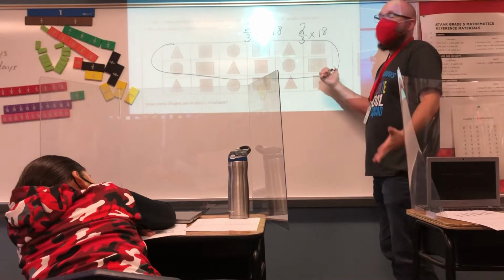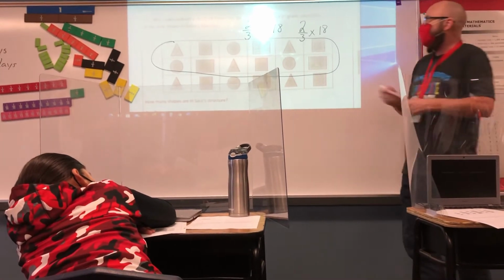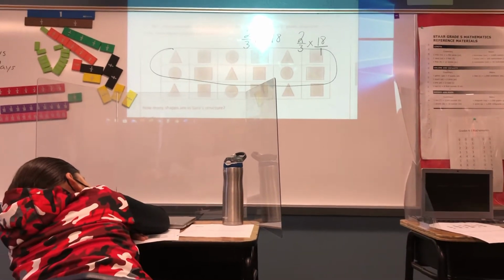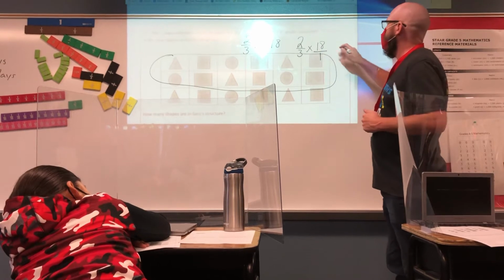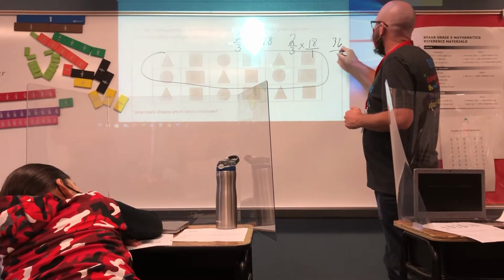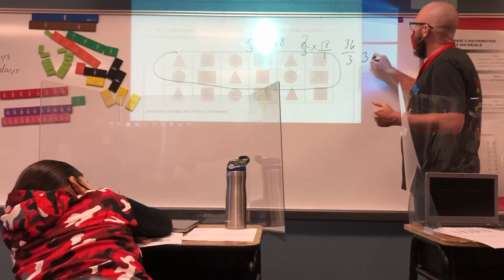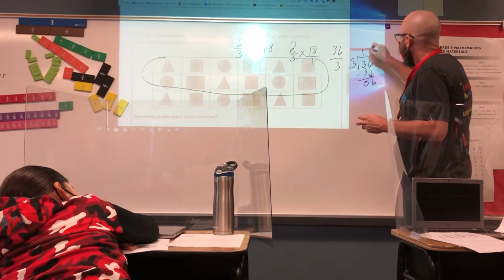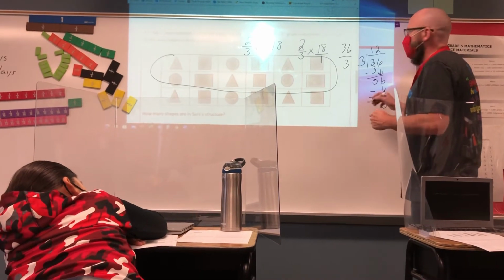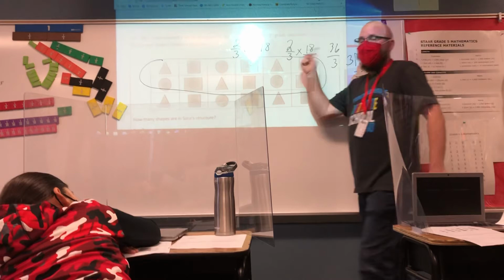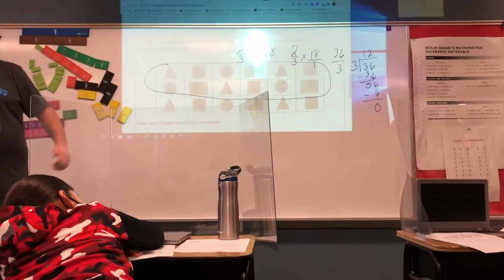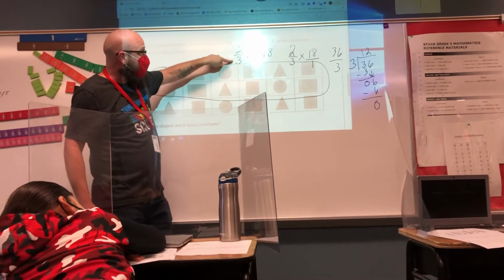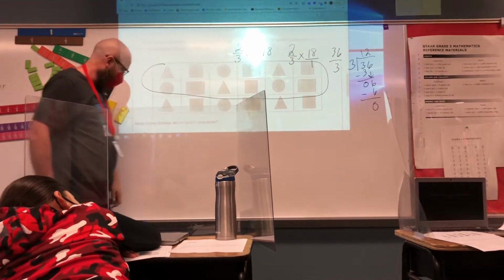Now, if you use the standard algorithm, which you could have done, I'd make 18 as a fraction, 18 over 1. I'd multiply straight across. 2 times 18 is 36. 3 times 1 is 3. Improper fraction. I divide 3 into 36. And once again, I get 12 no matter which way I do it. But if they show me the picture, just divide that many pieces into that many groups and count how many are in that many groups.